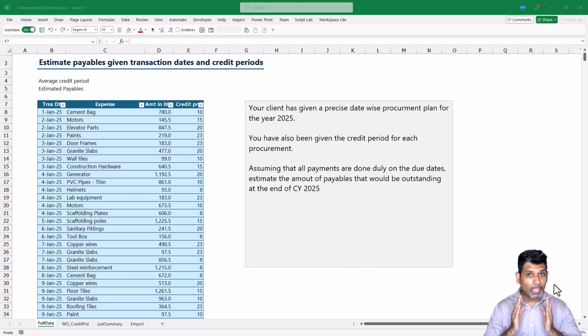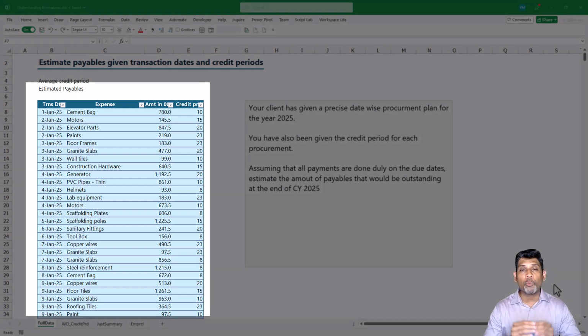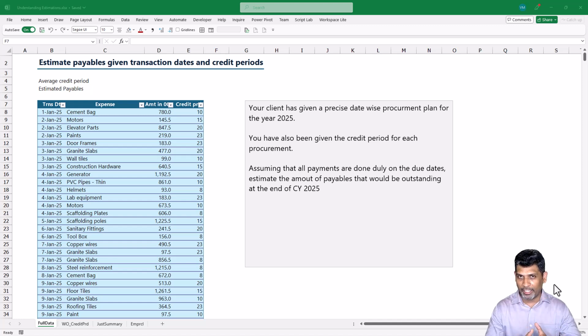Now coming back to our key problem statement about what is the right approach to estimate payables, let me illustrate that to you through a series of short examples. In the first case, I'm talking about a situation where we've been given a precise day-wise procurement plan by the client, and the client has also given us the expected credit period for each of these procurements. The question to us is, if all the amounts are getting paid to the vendors rightly on the due date, how much amount would be outstanding as on 31st December 2025?